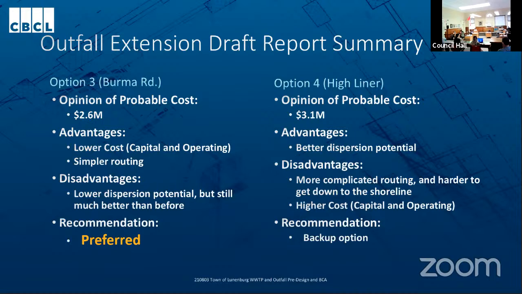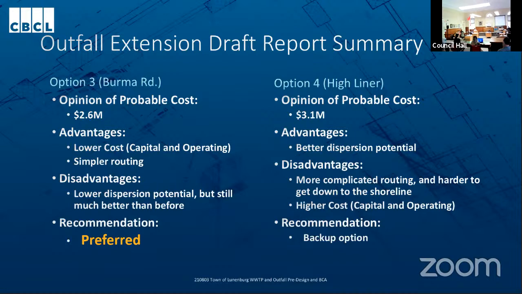Then for option 4, the opinion of probable cost for this option is $3.1 million. Its main advantage is that it has better dispersion potential, but counter to the other one, it has more complicated routing. It's harder to get down to the shoreline. There's more infrastructure that needs to be avoided on that route. More regulatory parties would need to be consulted and applied to for permits, and it also has both a higher capital and operating cost.